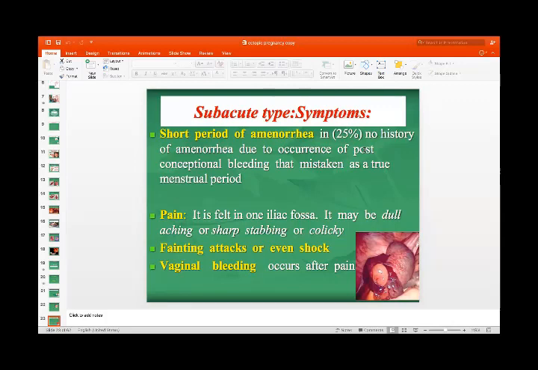Subacute type. What will be the symptoms? Short period of amenorrhea, and in 25% there is no history of amenorrhea due to occurrence of post-conception bleeding that is mistaken as a true menstrual period. Pain, she will have pain in one iliac fossa. It may be dull, aching, or sharp, stabbing or colicky. Fainting attacks or even shock may occur, and vaginal bleeding occurs after the pain.